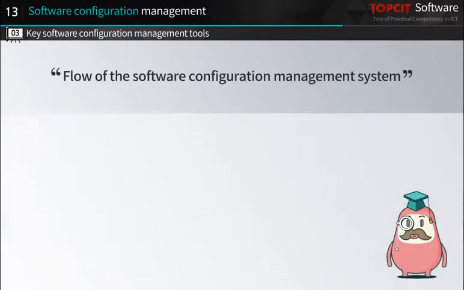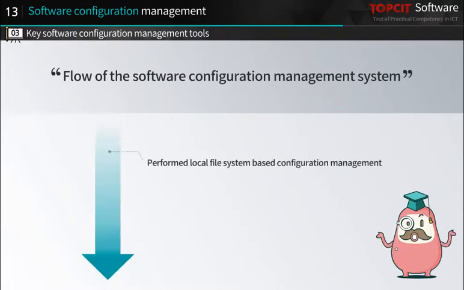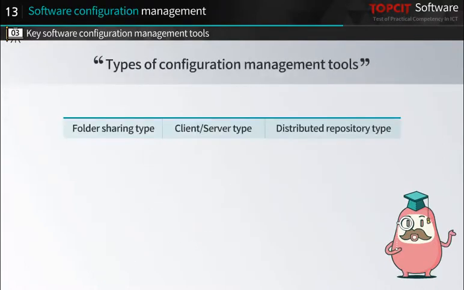Let's continue to look at the flow of the software configuration management system. Initially, we performed local file system-based configuration management. We ran version updates using a shared folder. Then a network-based client-server type management system came into use, and distributed management has become popular in recent years. The configuration management tools for each type are as follows.